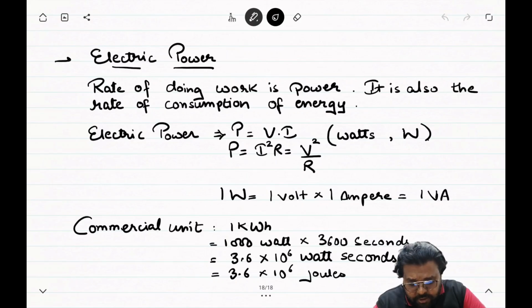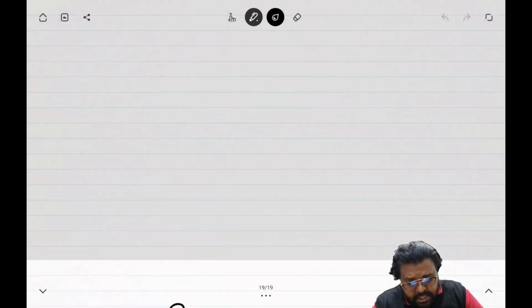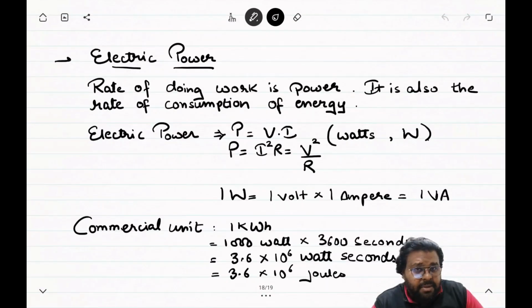Hence, this is all the theory portion of the electricity chapter. For numerical sections, I'll be providing another lecture, since this was a one-shot series and a quick revision. So I tried to complete the whole chapter within half an hour. I have completed all the concepts in this chapter.